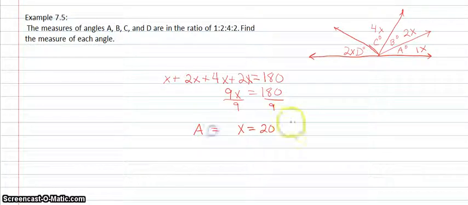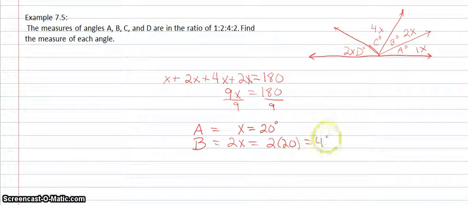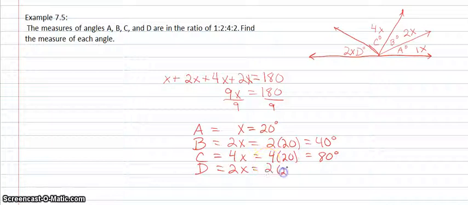A equals 20 degrees, and B would equal 2 times x, so it would equal 2 times 20, so it would equal 40 degrees. C would equal 4x, so it would be 4 times 20, that would be 80 degrees. And D equals the same as B, so 2x, 2 times 20, so it is 40 degrees. And we have found A, B, C, and D.